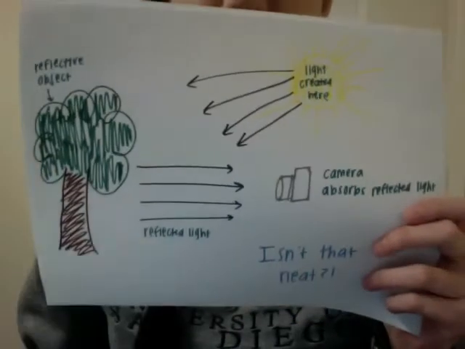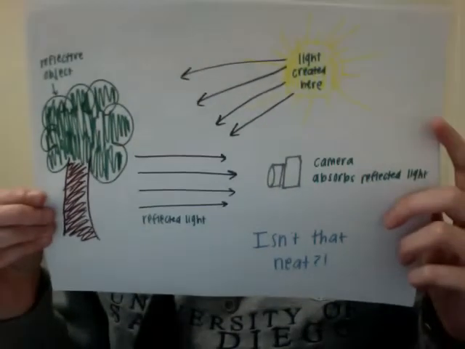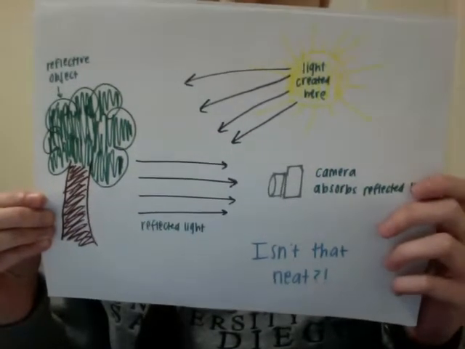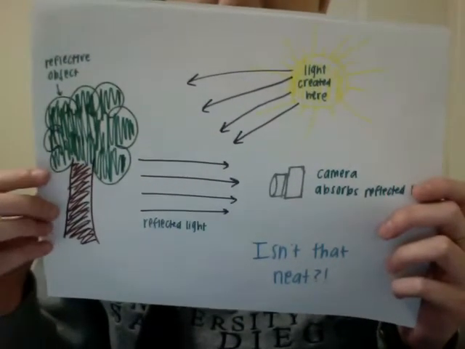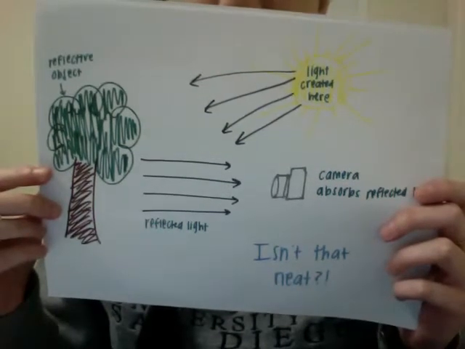An example of light traveling in a straight line would be from the sun. It creates light, then emits straight light rays in various directions. Some of these rays hit objects such as this tree, which reflects the light emitted from the sun.